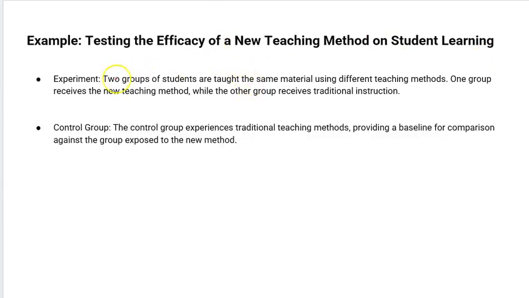So one more time, in this experiment, we have two groups of students who have the same material using different teaching methods. One group receives the new teaching method, which is going to be our experimental group, and the other experiences the traditional teaching method, which means they do not have the independent variable as we have in our experimental group. So that would be our control group.